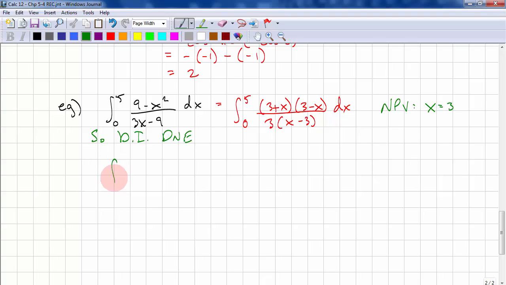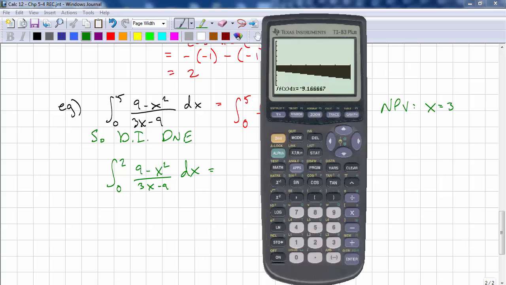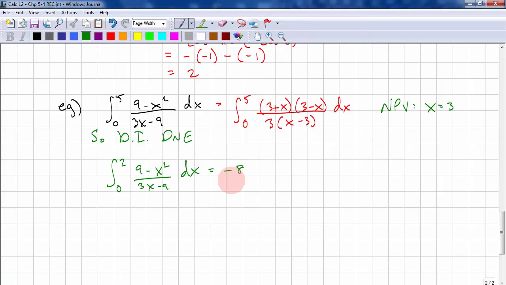However, if we want to calculate the integral from 0 to 2, this does exist. The denominator is 3, so 3 times 2 plus 2 is 8. So this is negative 8 over 3.